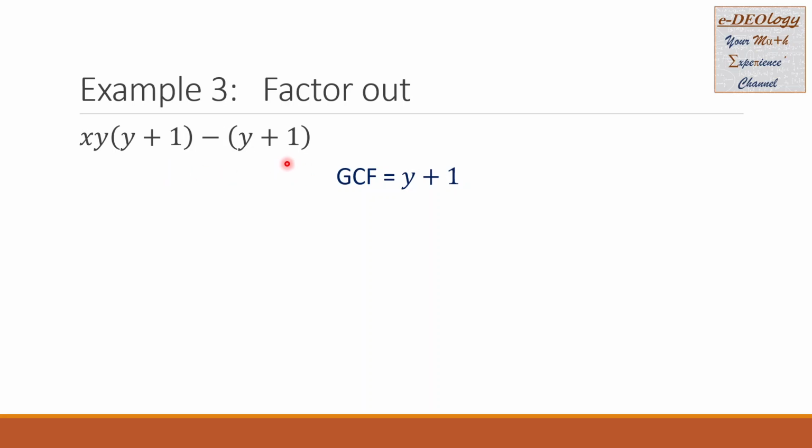Let us now factor out the two groups. First, we copy the GCF times the polynomial. And this polynomial, since we have two groups here, we expect two terms inside this grouping symbol. What we're going to do for the first term, the first group will be divided by the GCF. And the answer is xy. And then for the second term, we divide the second group by the GCF. So we have negative 1. Therefore, the factors are y plus 1 times xy minus 1.